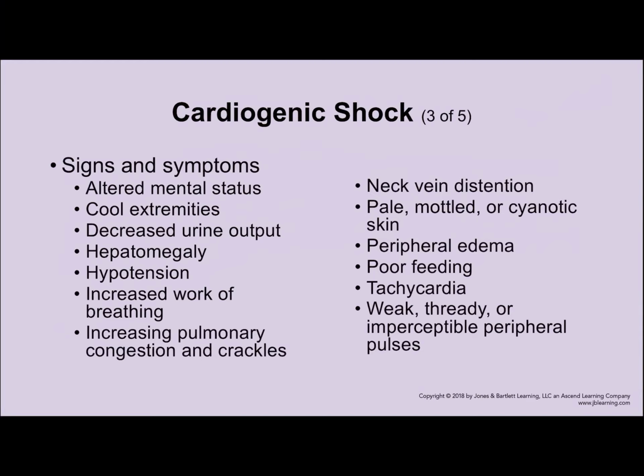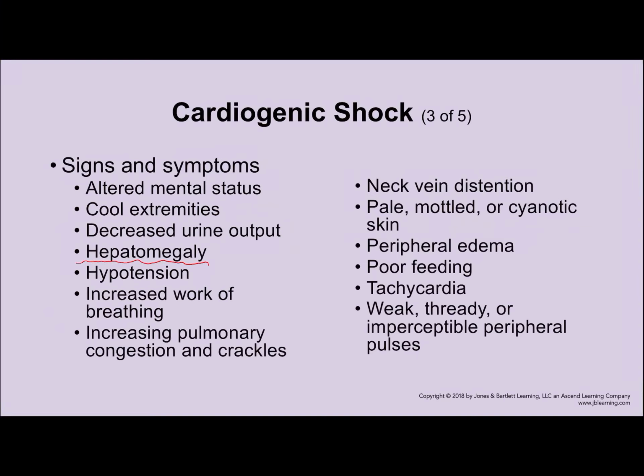So the clinical signs and symptoms, as with many types of shock, you have essentially decreased end organ perfusion in many different ways. So you have altered mental status or inadequate brain perfusion. You can have cool extremities. You can have decreased urine output because your kidney perfusion is not adequate. One thing that is sensitive for cardiogenic shock is hepatomegaly.